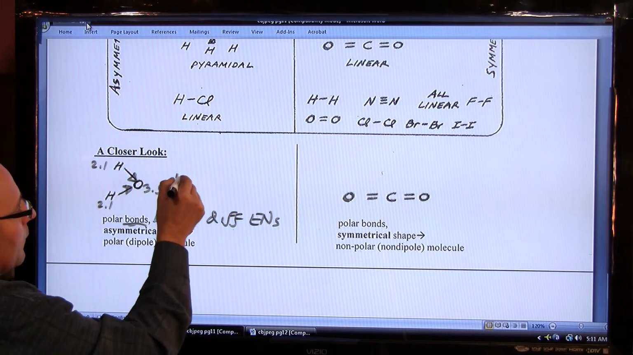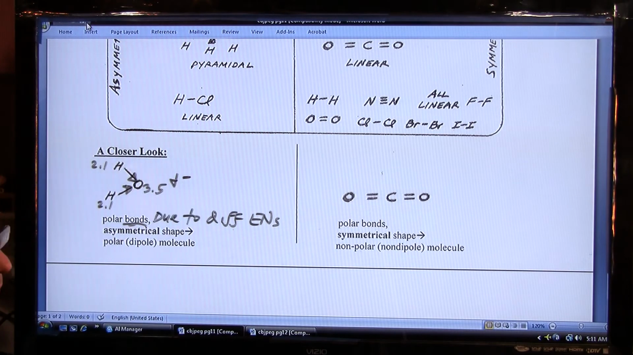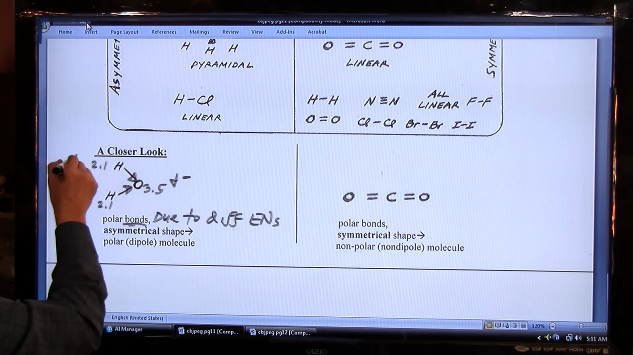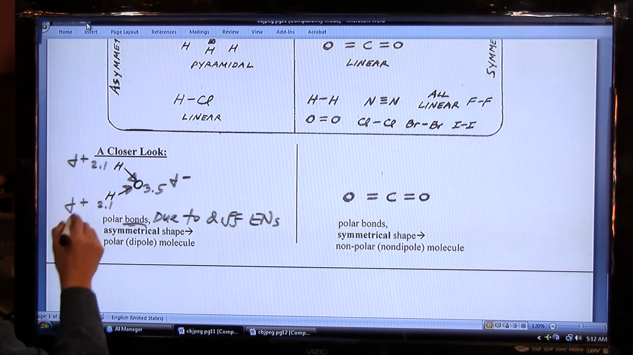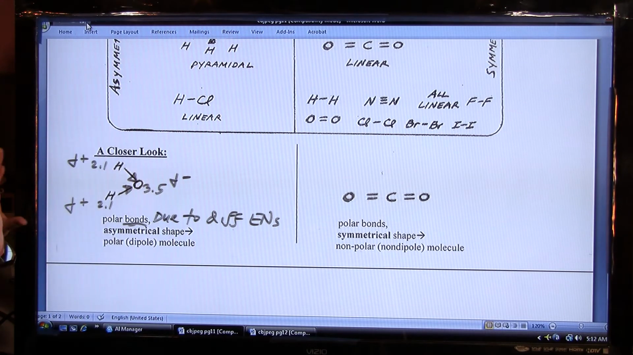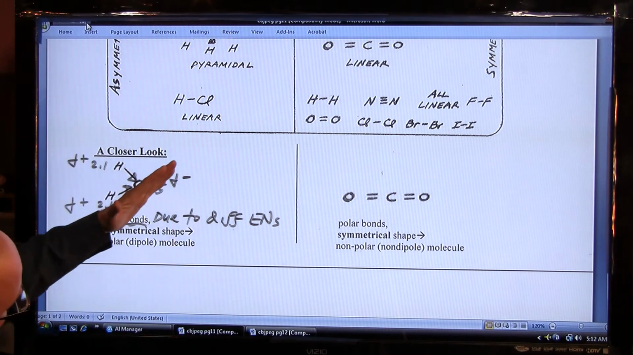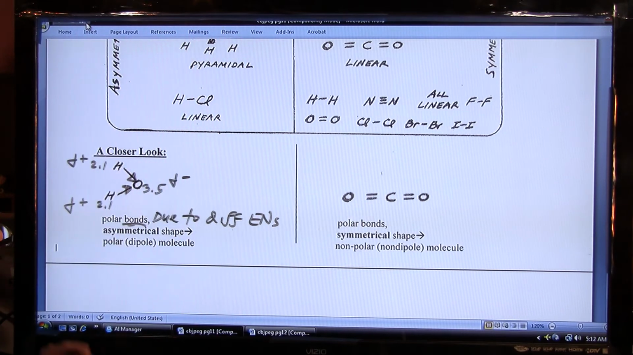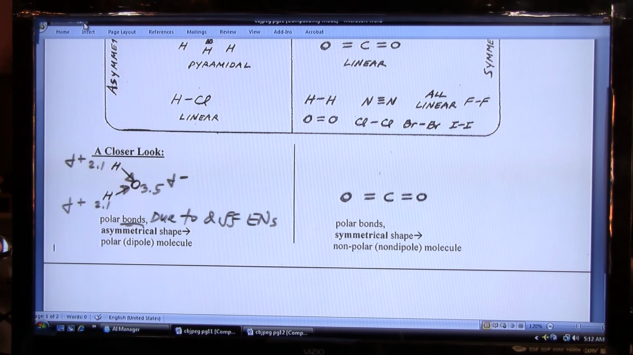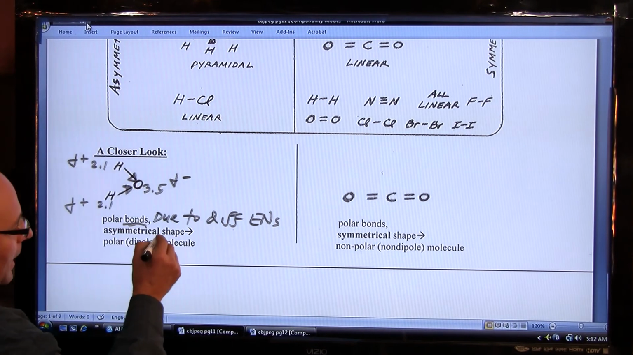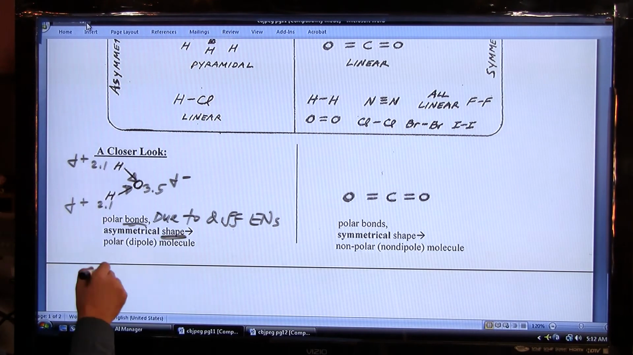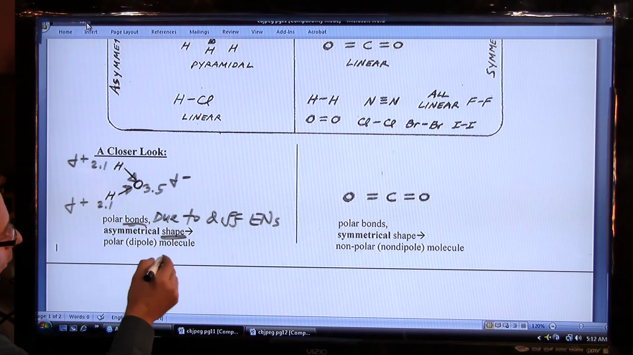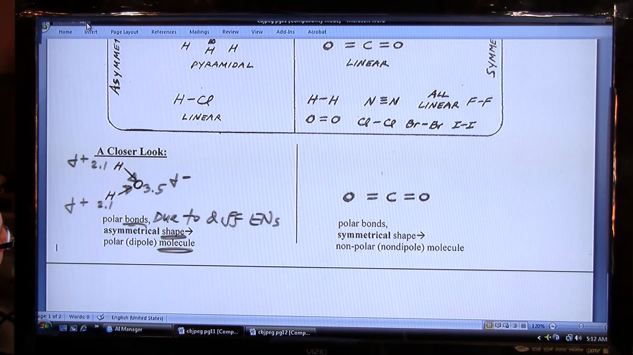The oxygen would therefore acquire partial negative charge. And the hydrogen's the opposite, partial positive. So this molecule, you see, because electrons are shifting this way, clearly has a negative side and a positive side to it because of its asymmetrical shape. So that asymmetrical shape leads to a polar or dipole molecule.